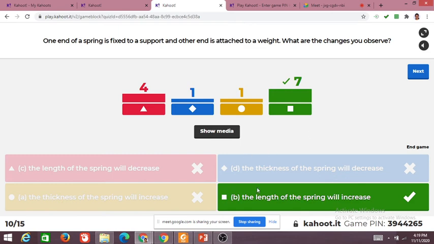Then there is no change in the thickness. Two of you have answered that too. There won't be any change in the thickness. I think that is also a mistake on your part. Only the length changes when a weight is hung upon a spring, okay? So let's move to the next one.